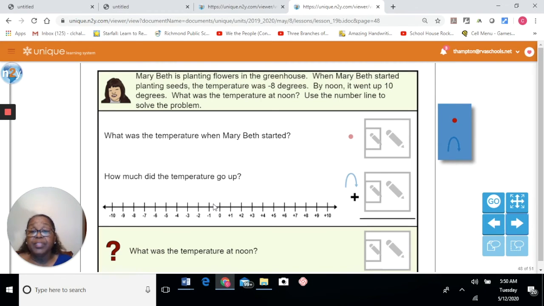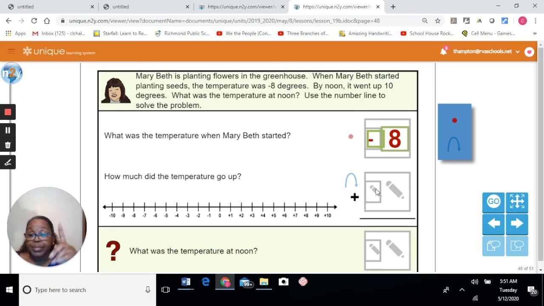It says Mary Beth is planting flowers in the greenhouse. When Mary Beth started planting seeds, the temperature was -8 degrees. By noon, it went up 10 degrees. What is the temperature at noon? Okay, let's see if we can figure this out. What was the temperature when Mary Beth started? When Mary Beth started, the temperature was -8 degrees. So let's put our negative sign in. -8 degrees. How much did the temperature go up?